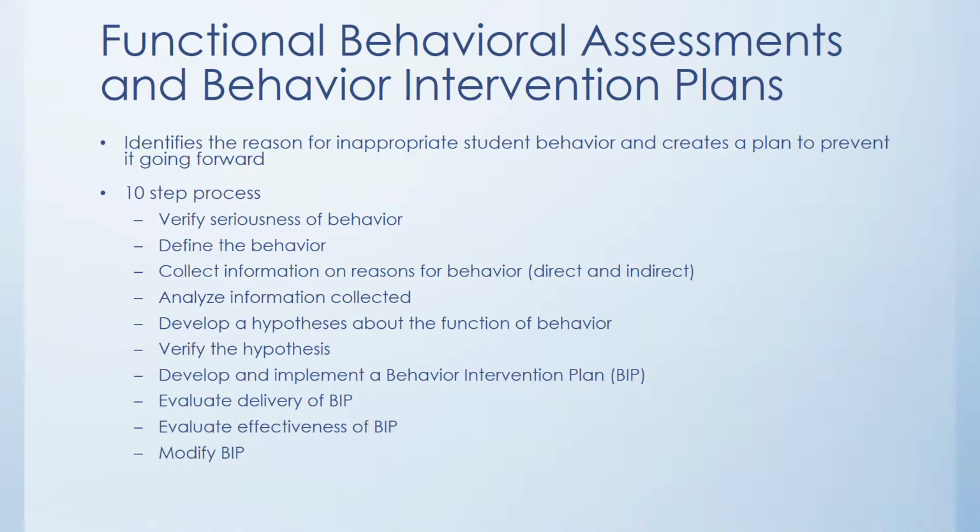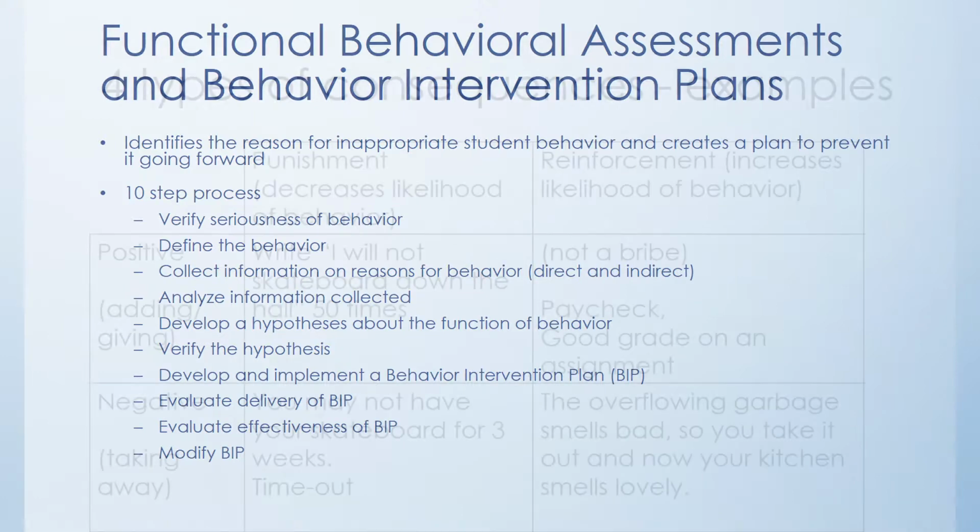And then verify that hypothesis and create a behavior intervention plan. These are the positive and negative reinforcements we'll use. This is how we'll reduce or change the presentation of the antecedents if we can, that kind of thing. After the plan is made, you still need to evaluate the delivery of the BIP. Is this a plan everyone who needs to implement can implement? And the effectiveness of the BIP. Is this plan, when implemented perfectly, working? And after that, make some changes based on that new information.